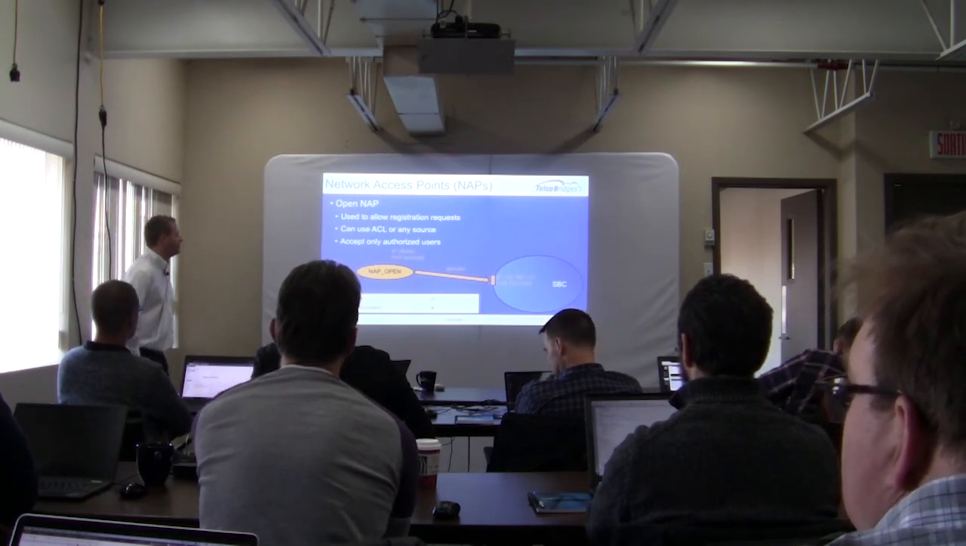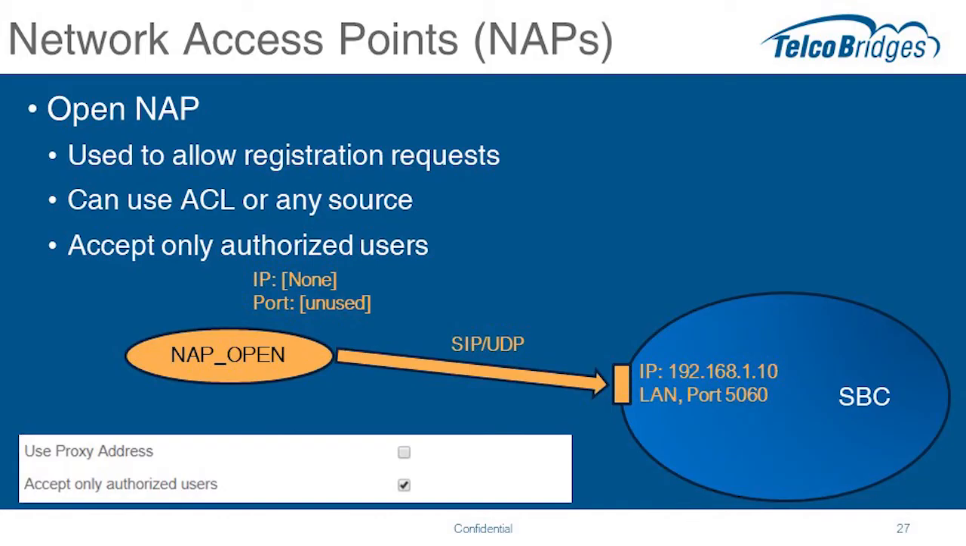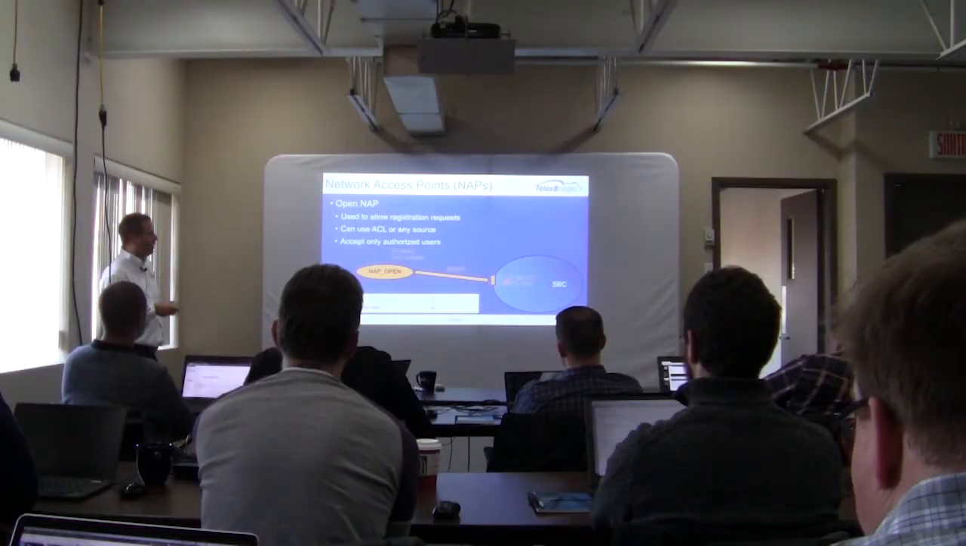You can also have a NAP without any IP. Right? So in our internal jargon, we call it an open NAP. Open NAP meaning that we could receive from any IP and port, but here we will still filter. Right? Must be destined to our IP here or access control list.